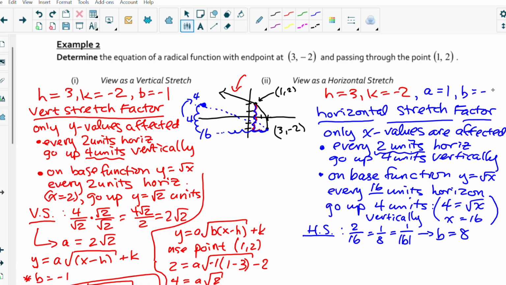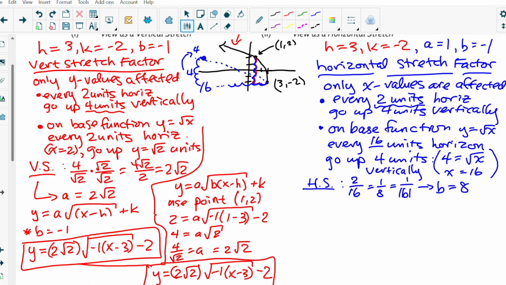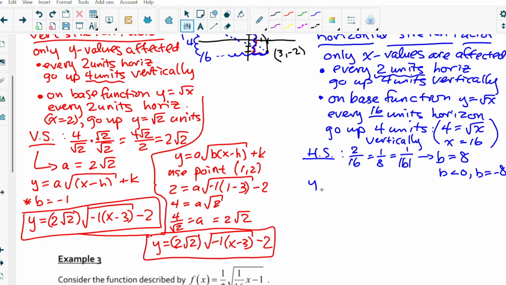Here I also know b is less than 0, for the same reason I showed you, that my function is pointing to the left, therefore b equals -8. All right, let's put that into our equation. y equals a square root of b times x minus h plus k. That's y equals a is 1, and b is -8 times x minus 3, minus 2.